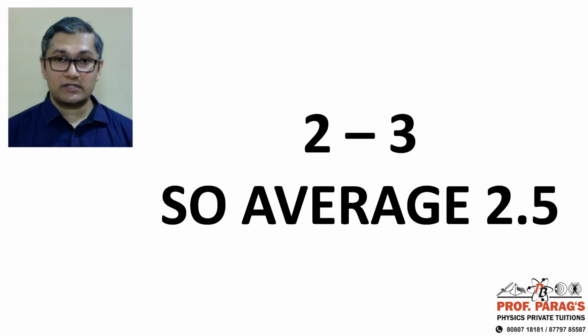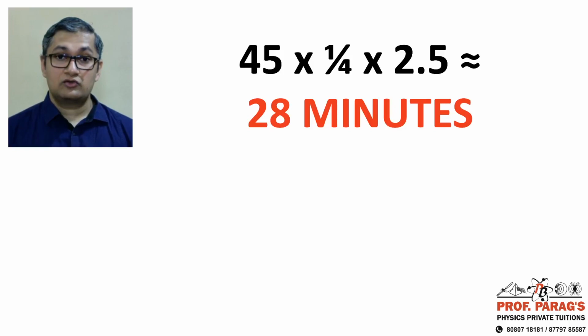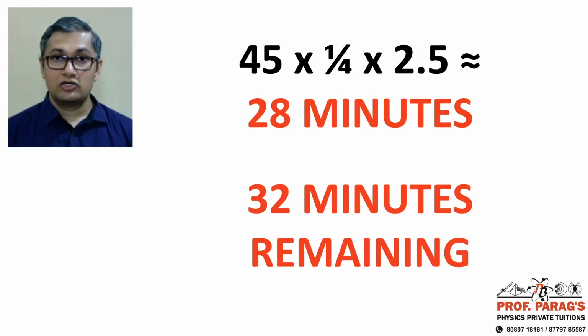So each question is taking 1/4 of a minute. There are 45 questions. I am reading each question 2.5 times. So how much time are you going to spend reading? It's 45 questions, 1/4 of a minute, 2.5 times, which gives approximately 28 minutes. So for 28 minutes you are simply reading out of 1 hour. You now have 32 minutes remaining.